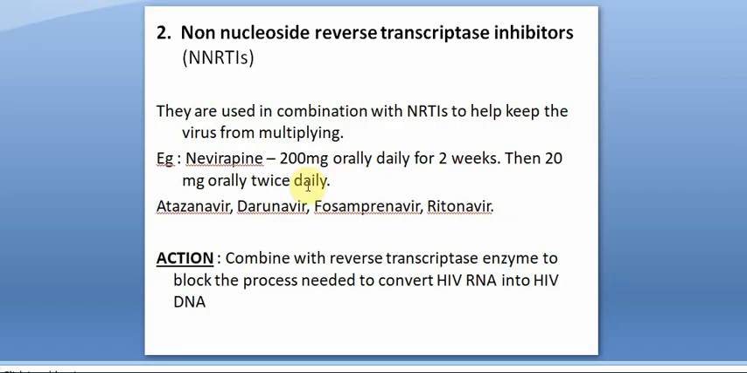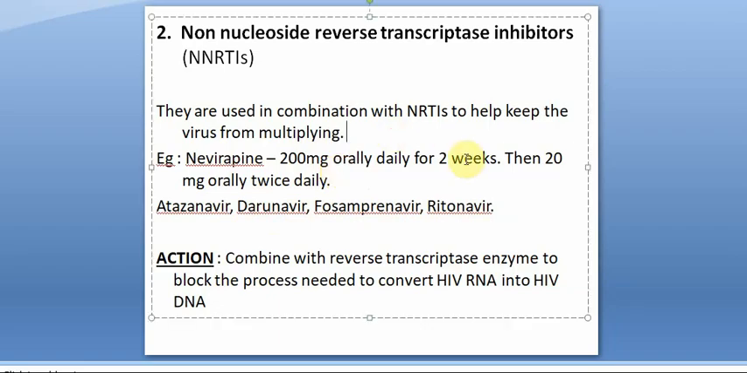And commonly when we are giving this nevirapine drug, it will be given 200 mg orally daily for around 2 weeks. And after these 2 weeks, they will reduce the dosage to 20 mg orally, BD they will be giving. And the action of these non-nucleoside reverse transcriptase inhibitors is, here also, it will reduce the viral replication.